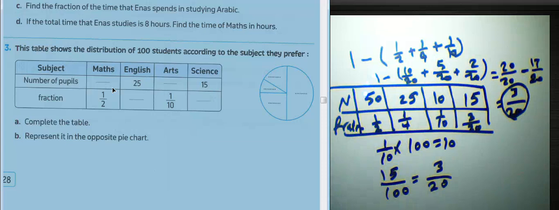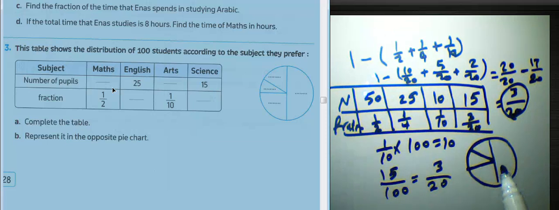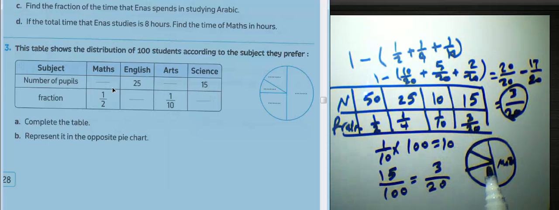Complete the table and represent it in the pie chart. We can draw the pie chart here and divide it, this part and this part. Half of them was math. We write here math, okay, in this part. And the least one here was 10. 10 was what, artists, right, you know, art. And 15 here, 15 like science in this part, and this part is English, okay.